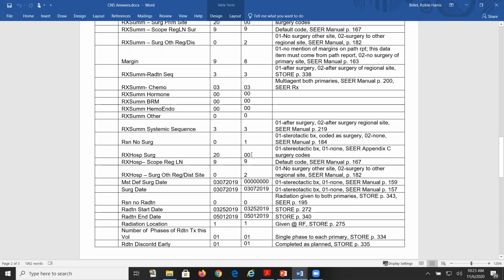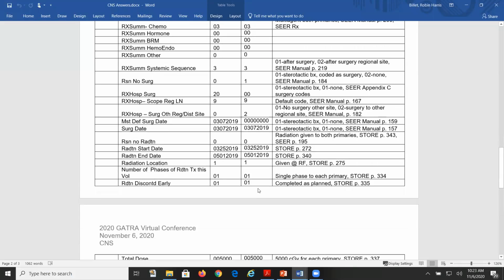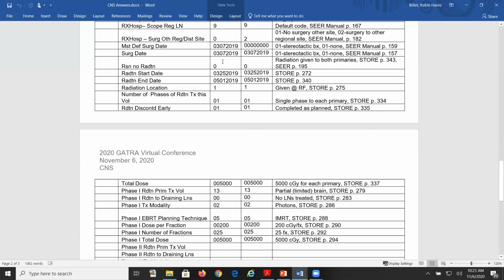And then here, these RX HOSP codes are going to be the same codes as our RX sum codes. So we can skip down to reason no radiation, coded as 0s because radiation was given to both primaries. The start date is 3/25/19, the end date 5/1/19. The radiation location is 1, given at the reporting facility.